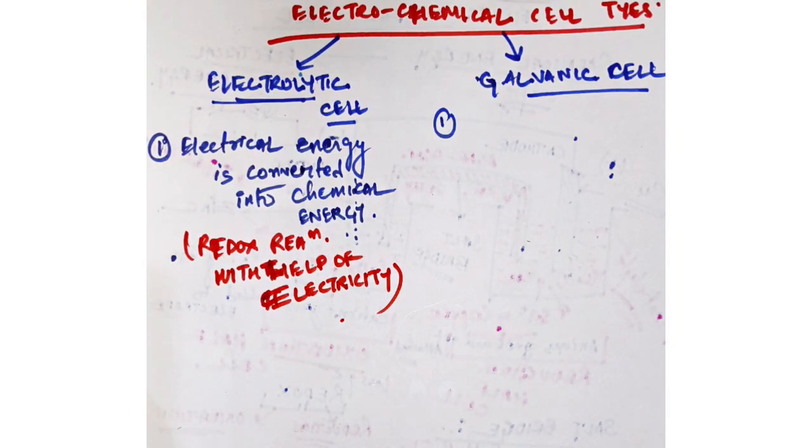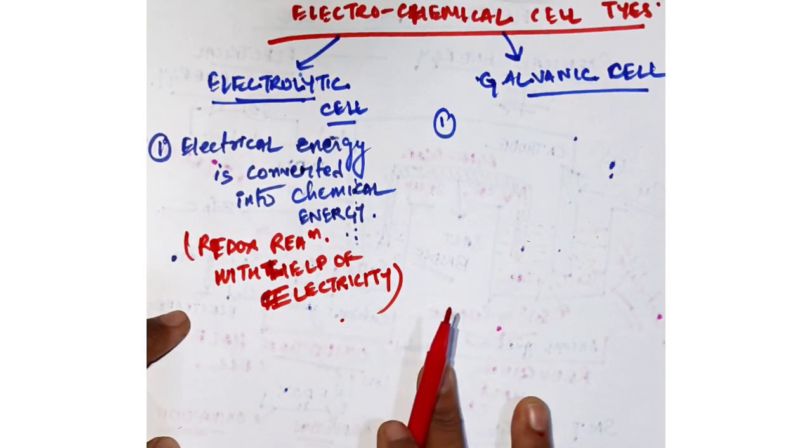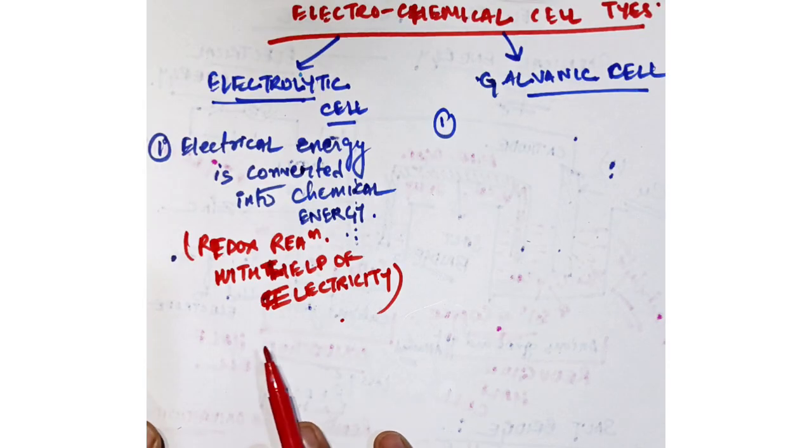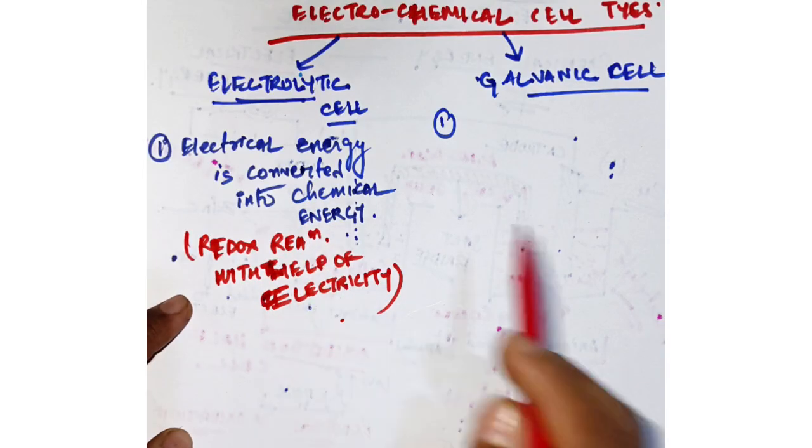That means the process starts by passing electricity through the solution, and then there is a change in the chemical reaction. So there is a change in oxidation and reduction taking place, and it is changing into chemical energy. So electrical energy is converted into chemical energy.